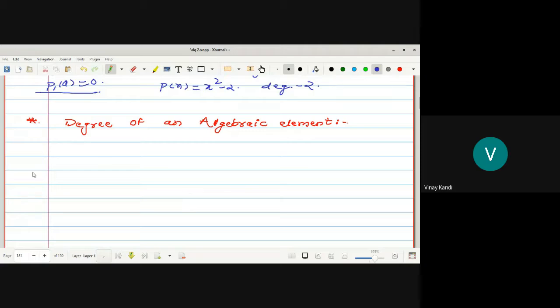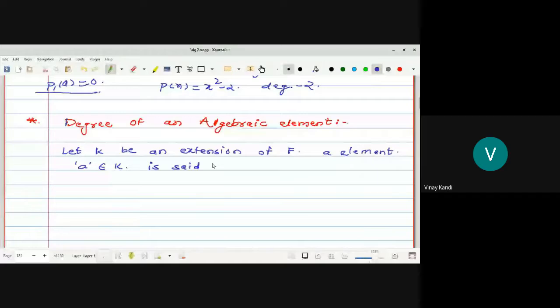Look at this one. What is the degree of an algebraic element? This statement is common everywhere. Let A be an element of F. Let K be an extension of the field F. An element A belongs to K is said to be algebraic of degree n over F.